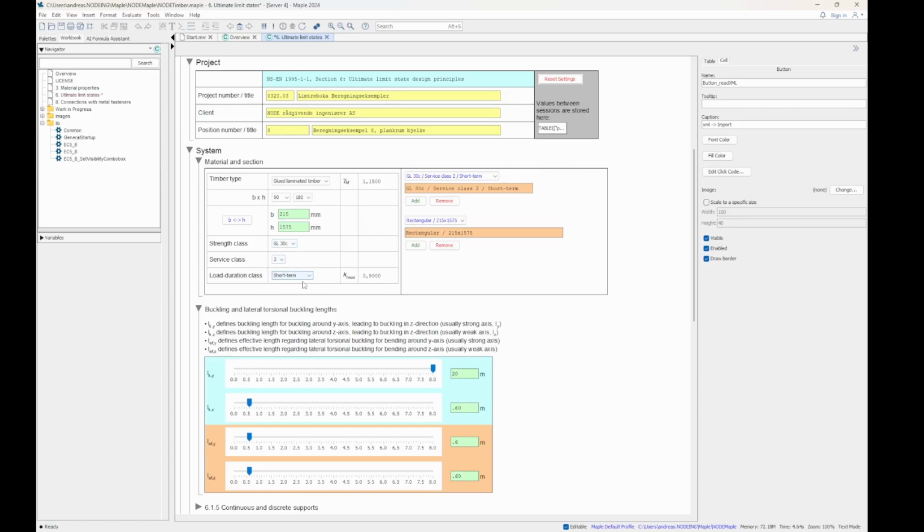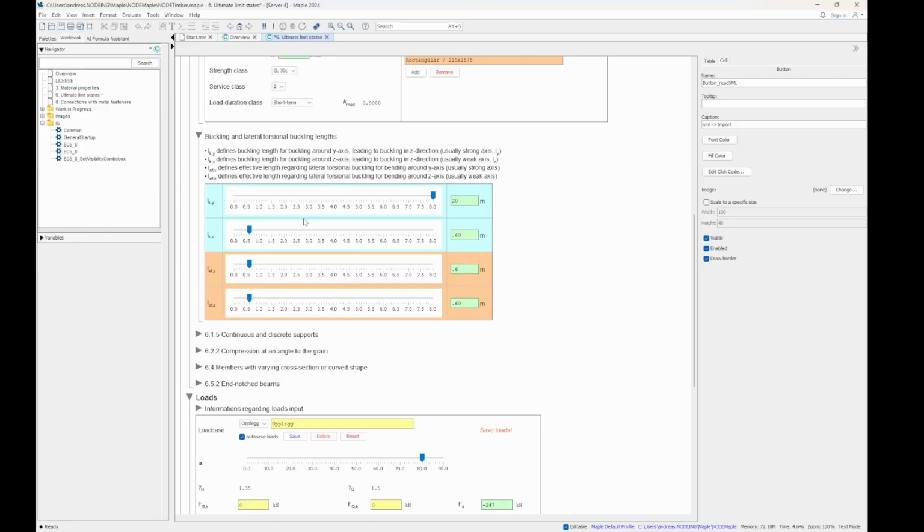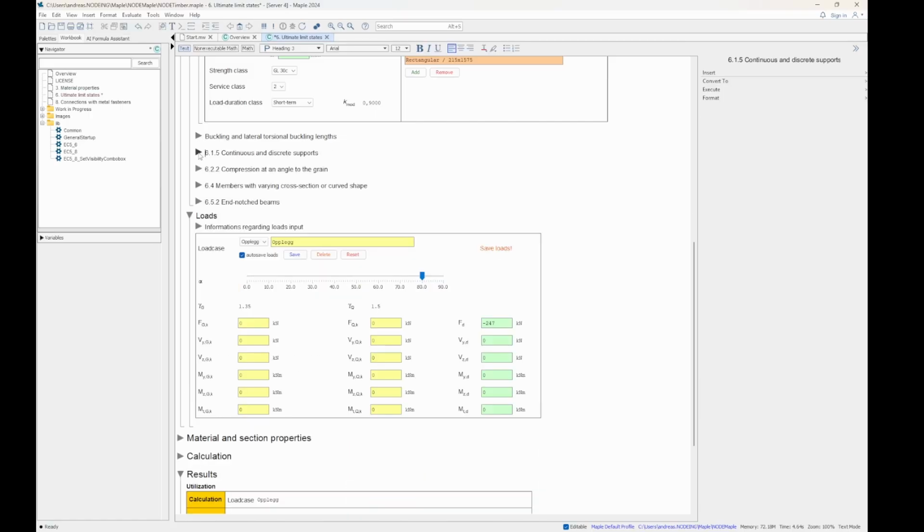GL30C, service class 2, short time, low duration, and we do have a buckling length in the strong axis grid direction of 20 meters, which is the whole length. But all the other values are restricted to 0.6 meters, so there's no buckling of the weak axis and no lateral torsional buckling in either length. So let's just look at the other values here.